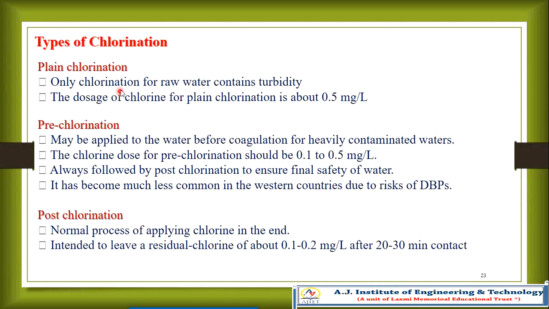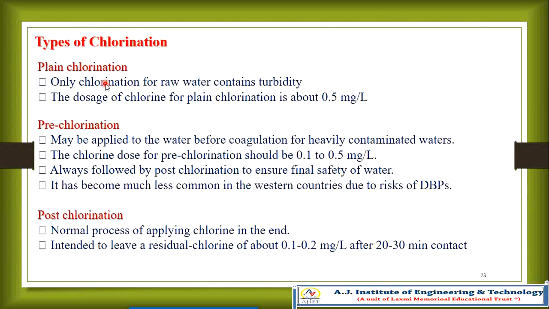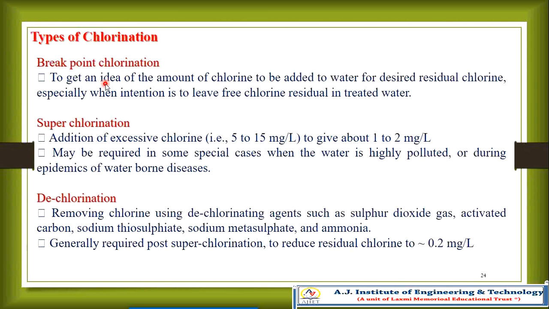Okay. So now, if we come to types, there are some types of applying chlorination. That is plain chlorination, pre-chlorination, post-chlorination, breakpoint chlorination, superchlorination, dechlorination. So what are the types of chlorination? Plain chlorination, pre-chlorination, post-chlorination, breakpoint chlorination, superchlorination and dechlorination.